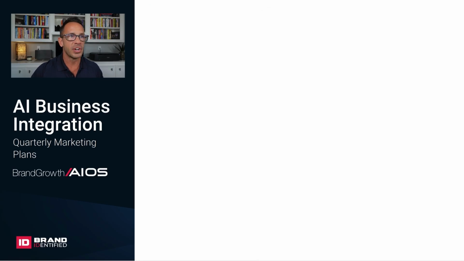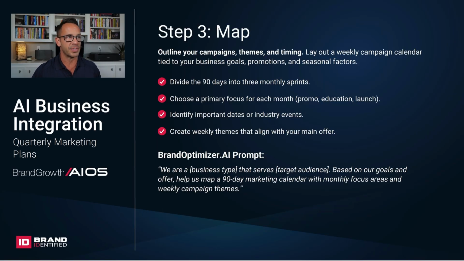So moving on here into the next step of this framework, step number 3, and that is to map. Outline your campaigns, your themes, and your timing. Lay out a weekly campaign calendar tied to your business goals, your promotions, and your seasonal factors. So divide the 90 days into 3 monthly sprints. Choose a primary focus for each month.